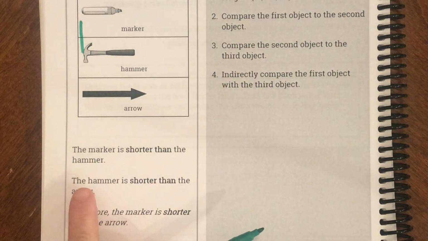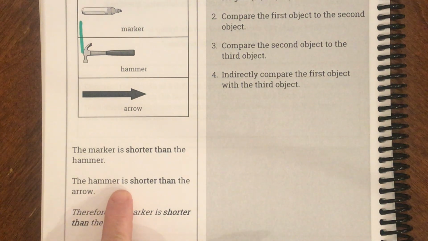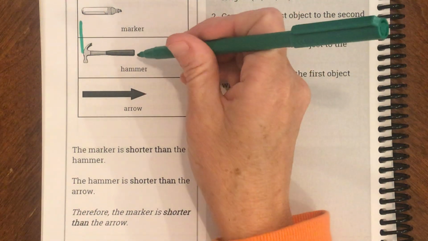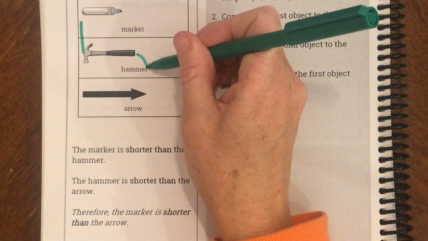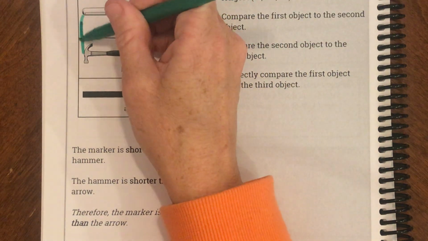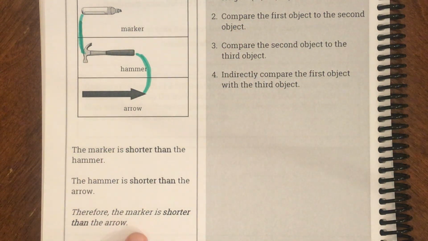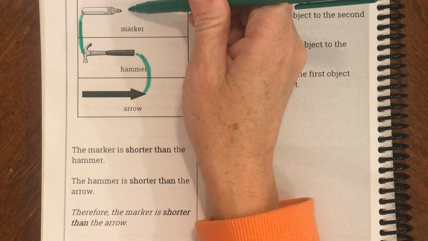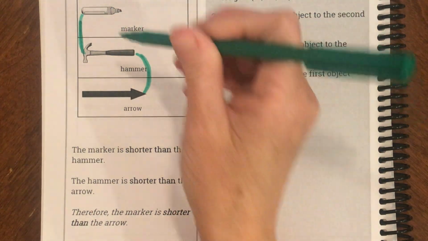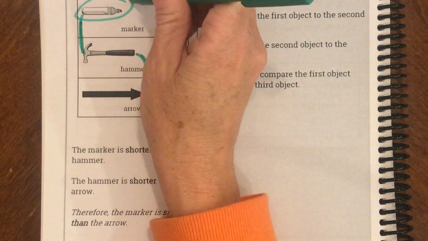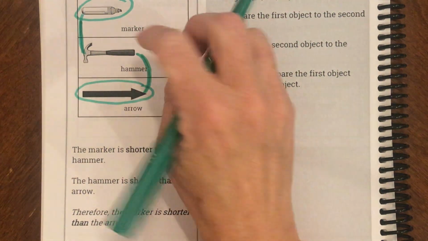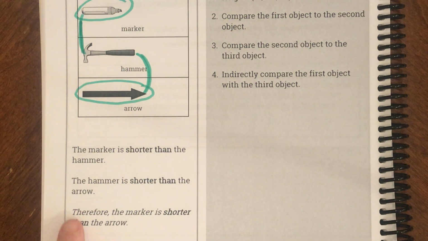That's their first statement. Then they said the hammer is shorter than the arrow. So then they compared the hammer and the arrow. Okay, so they compared those two and those two. The final statement says, therefore, the marker is shorter than the arrow. So at the very end, they compared this and this. So they compared those two using something called a therefore statement.